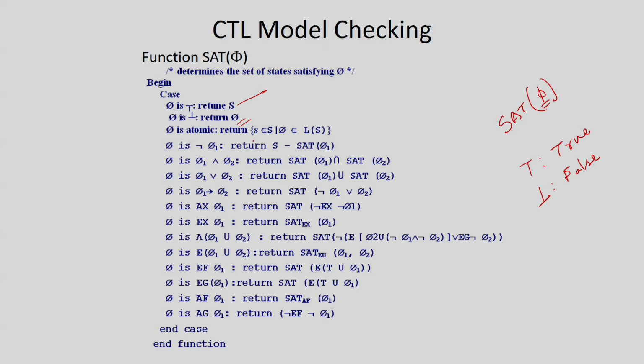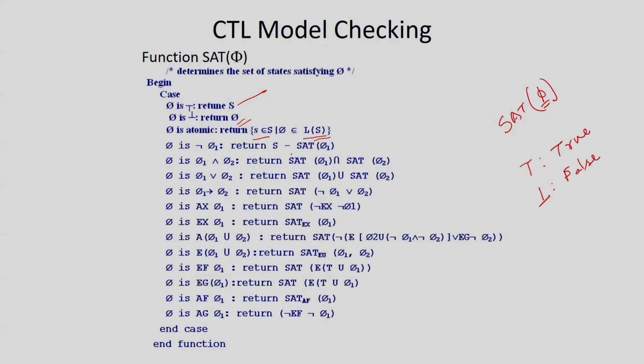It returns all the states where phi is a member of the labeling function. Okay, we know. Then if it is not phi 1, then it returns S minus the satisfiability of phi 1, because not of phi is the negation of phi. If in some state phi is true, then in the remaining states not of phi is true. So, it is going to return S minus the satisfiability of phi 1.